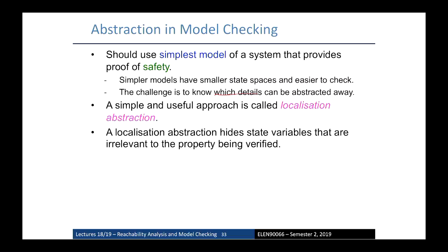So the technique that we use is what's called localization abstraction. The idea behind that is to take a complex state machine and hide state variables that are irrelevant to the property being verified. What does that mean? Firstly, I'll say it doesn't always work. And sometimes you have to do a bit of a half and half approach, where you do some abstraction, you check something, and then you might have to go back to the full model, because maybe you found something in the abstraction that you need to investigate in a bit more detail.